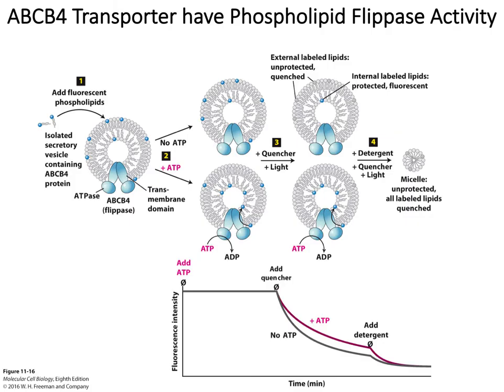the exterior. So another ABC transporter is called ABCB4, which has a phospholipid flippase activity that we talked about in the last class. Here is an experiment which shows the flippase activity. It's a very clever experiment. This actually shows the ABCB4 in vitro, by a fluorescence quenching assay.